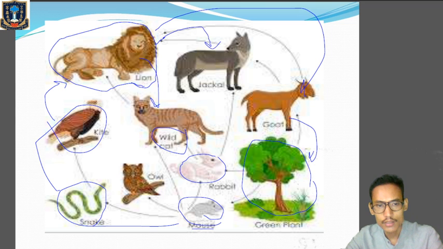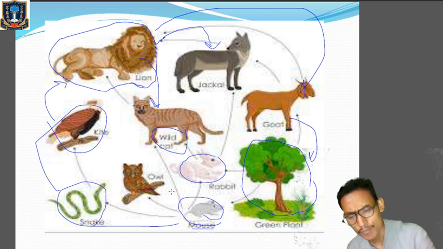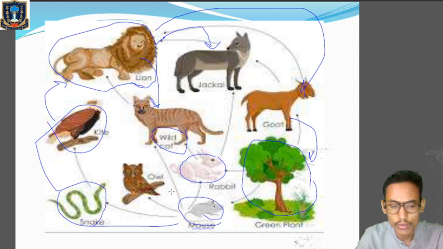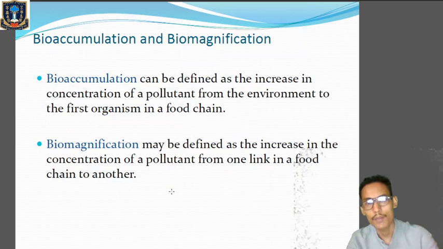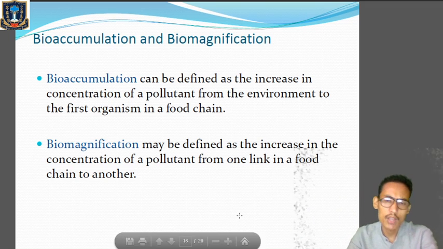So here you can see that the food chains are interconnected with one another, and the complexity of the food chain depends on the number of organisms present on each trophic level. So the complex network of food chains, or the interconnection of food chains, is known as the food web. Okay, so kindly go through the definition of food chain and food web. Now next we will go through bioaccumulation and biomagnification. Now what is bioaccumulation and what is biomagnification?